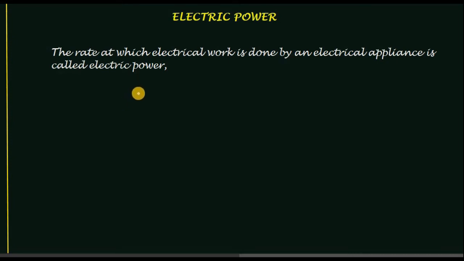So if we derive the formula of electric power mathematically, we can say electric power P equals work done upon time, because rate of doing work is the same thing. But here it's not a physical work, it's an electrical work, because we are calculating it for a machine. The machine is using current and doing work. In those terms we have to calculate the power.